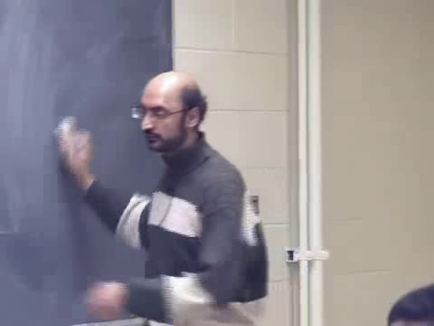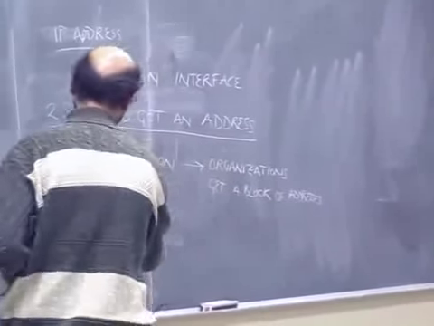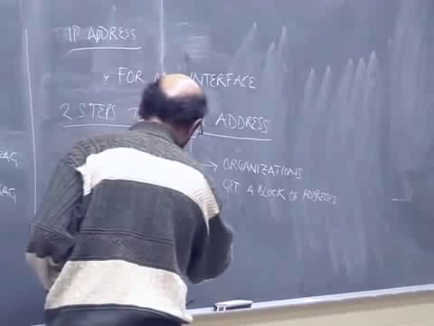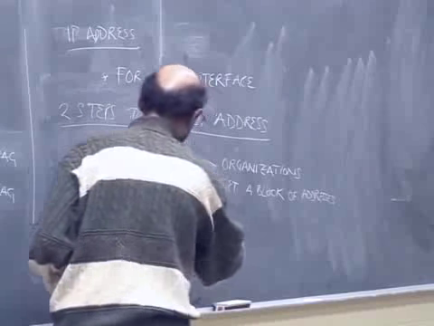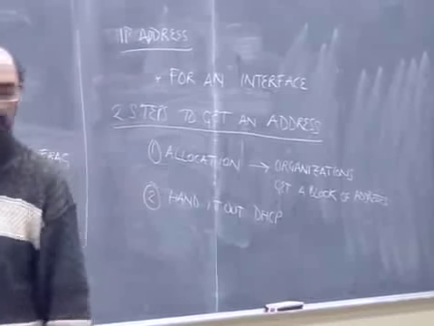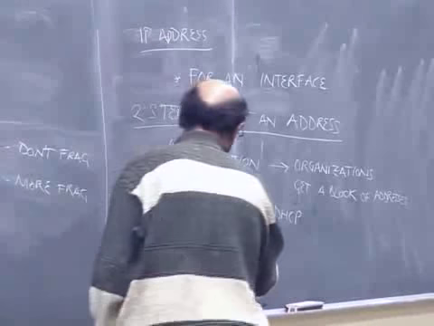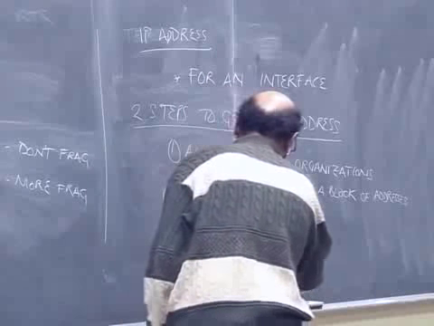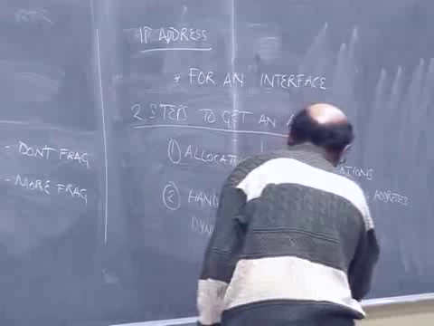So now we know how the organization got the address, the allocation part. The second step is to actually hand it out, and the typical way to hand it out is basically using DHCP. DHCP is Dynamic Host Configuration Protocol.